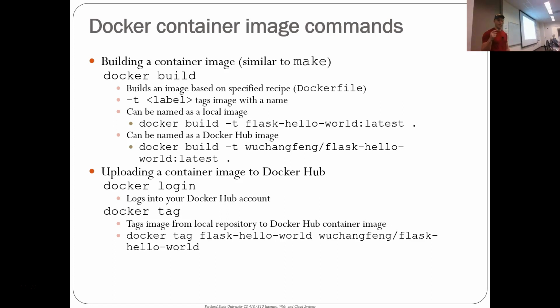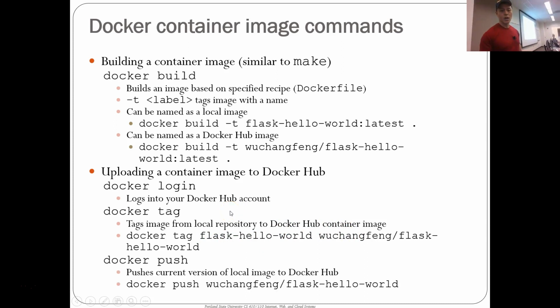The Docker tag command allows you to associate a remote tag to a locally tagged one. So if I did a Docker build -t of Flask Hello World, but then I all of a sudden want to associate this local tag with a Docker Hub tag, then that's what the Docker tag instruction does. And then I can do a Docker push. And a Docker push takes that local container image and then pushes the contents to that Docker Hub account.